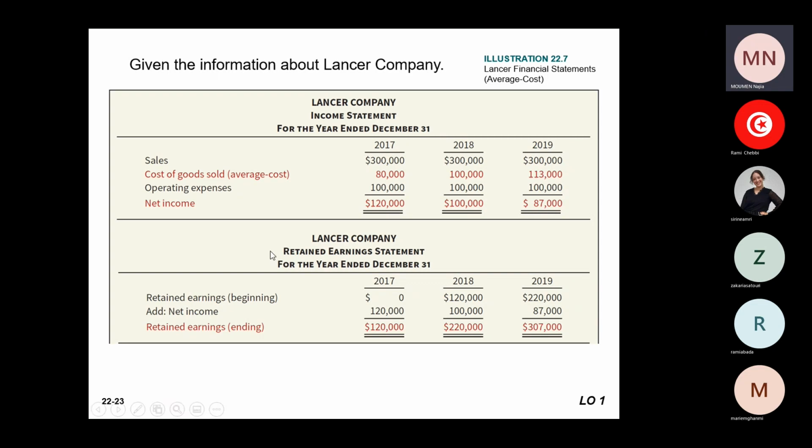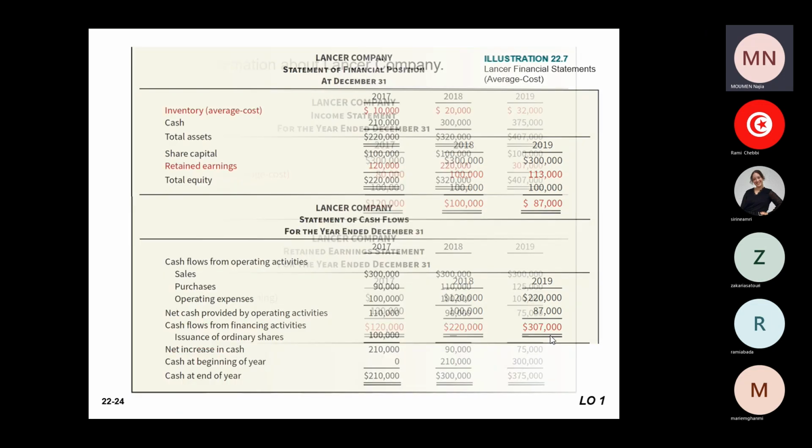So here we got the income statement for 2017, 2018 and 2019, if the firm were using the average cost, okay? So we got sales, we have the cost of goods sold based on the average cost method, we have our operating expenses and our net income. Now, if the firm were continuing to use the average cost, the retained earnings would be 120 in 2017, then 220 in 2018, and 307 in 2019, okay?